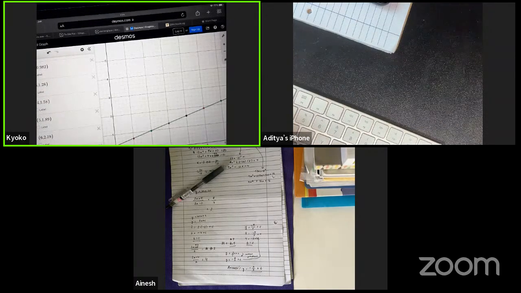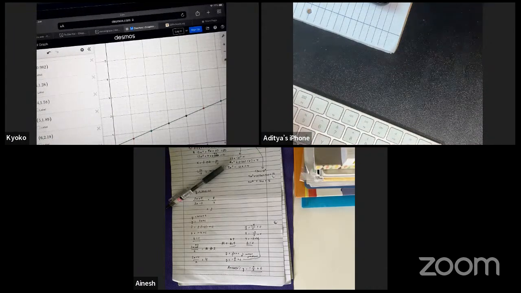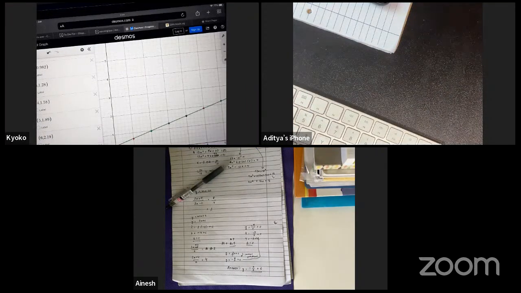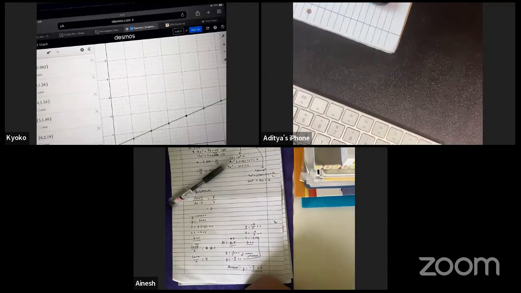Y equals 0.297x plus 0.4. Very similar to Ainesh, right? Very similar. I can see that. What about you, Aditya? Any good guesses from you, Aditya? Am I on mute? No, sorry, did you hear? Yes. I got the same as Kyoko, 0.297x plus 0.4.